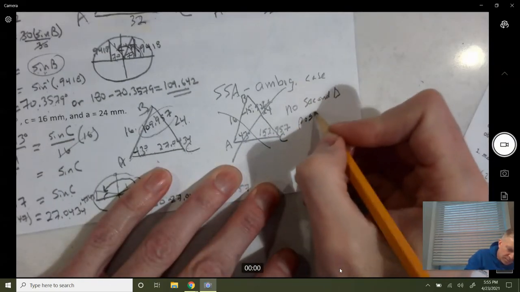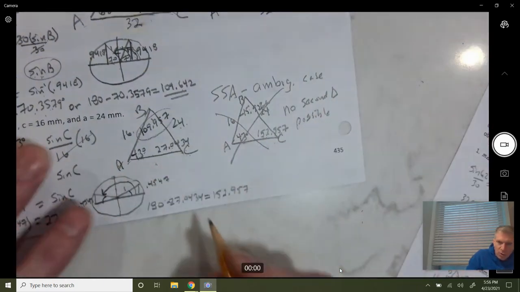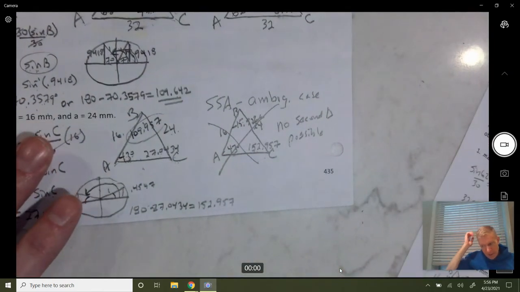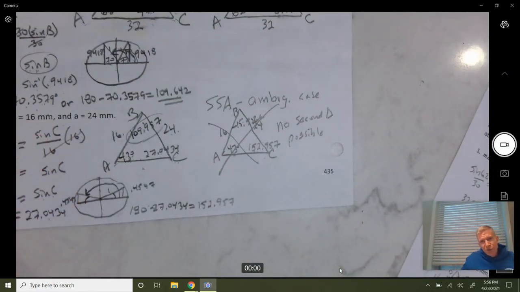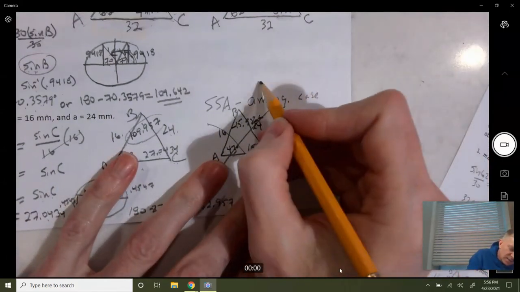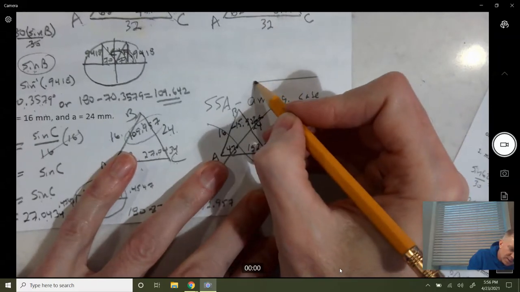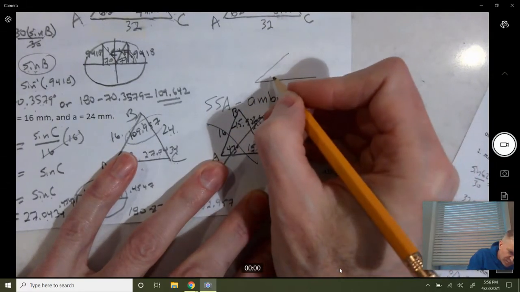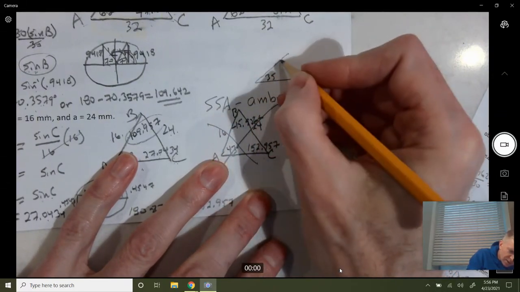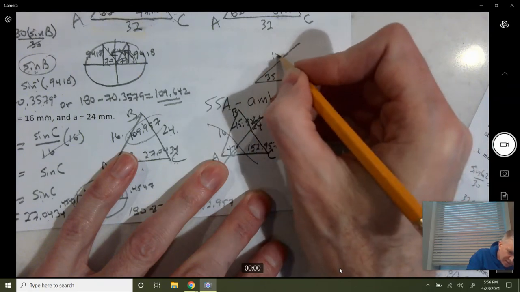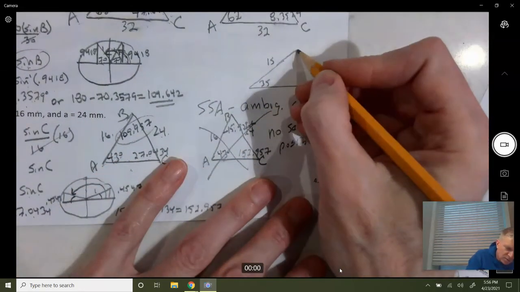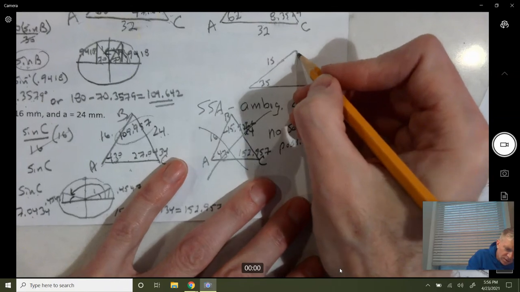Possible. You only have one triangle, okay? It is possible to have no triangles, okay? And the way that might happen is, let's say, and I'm going to draw this exaggerated, but let's say this angle were 35, like in the first example. Let's say this side were 15, like in the first example. And what if they told us this other side over here was 2.